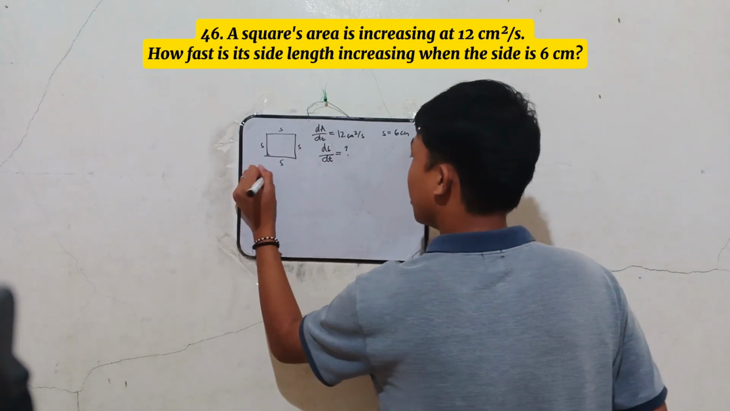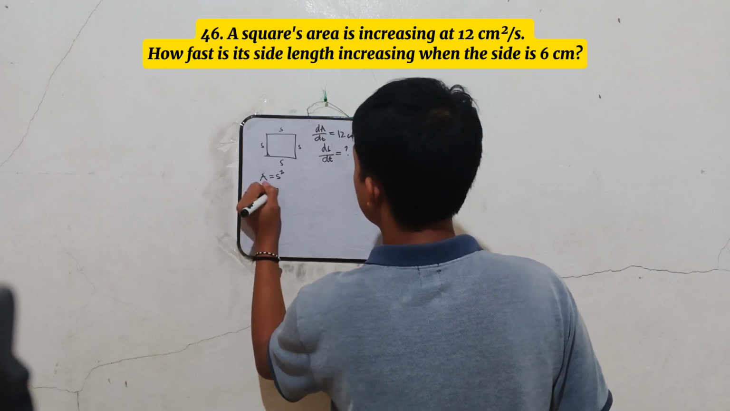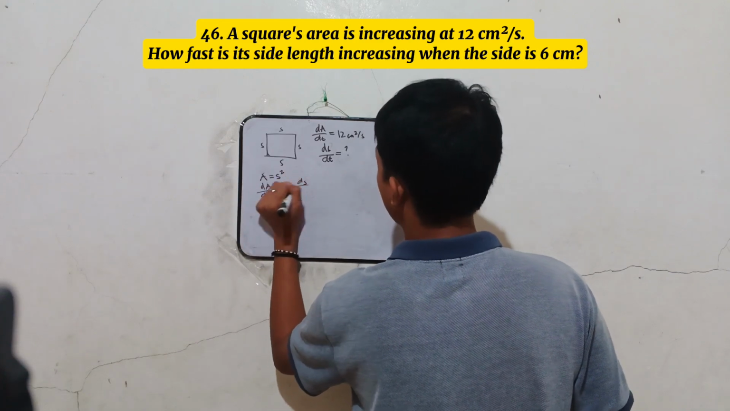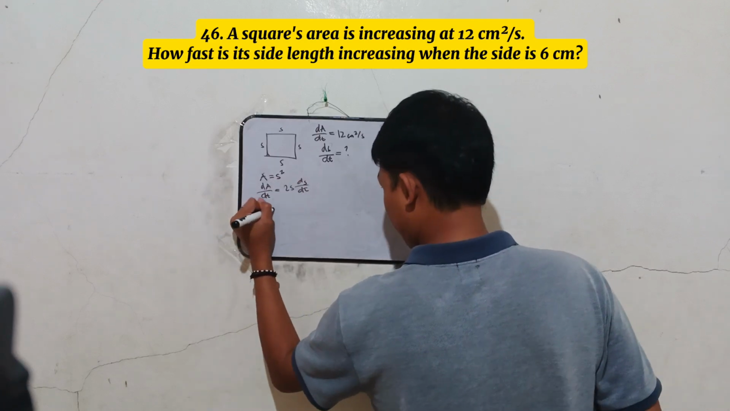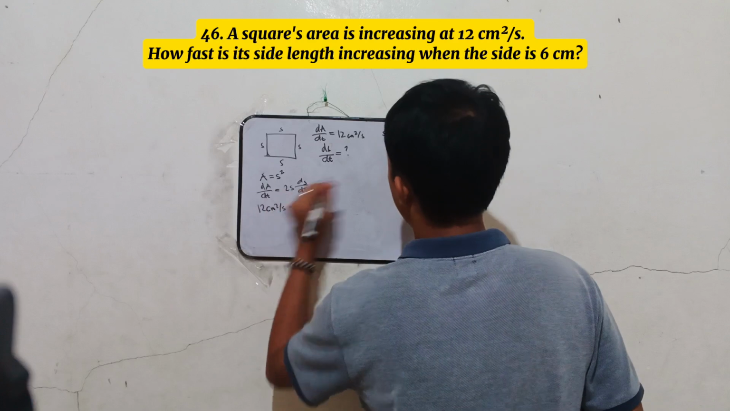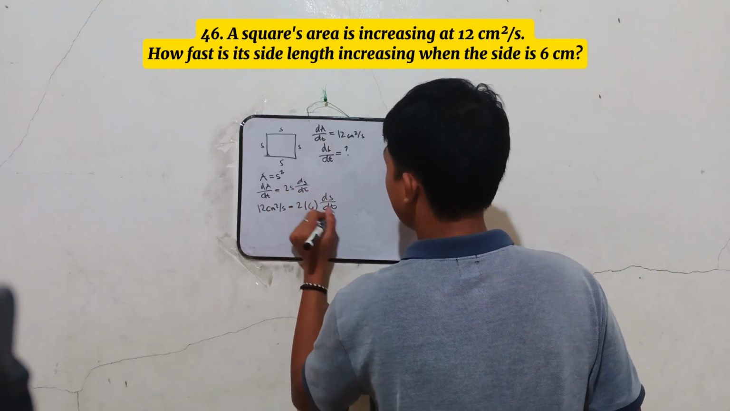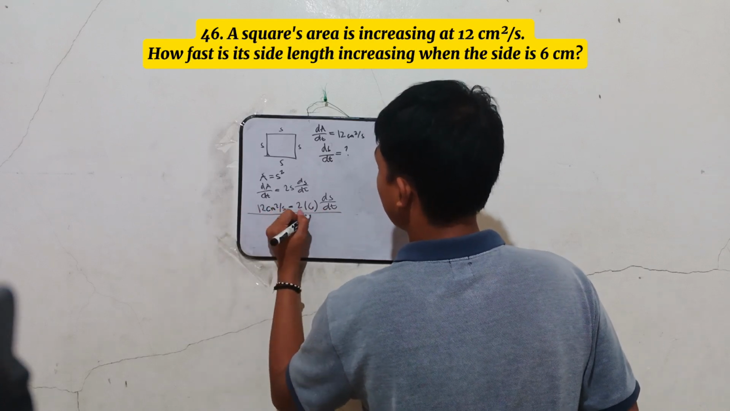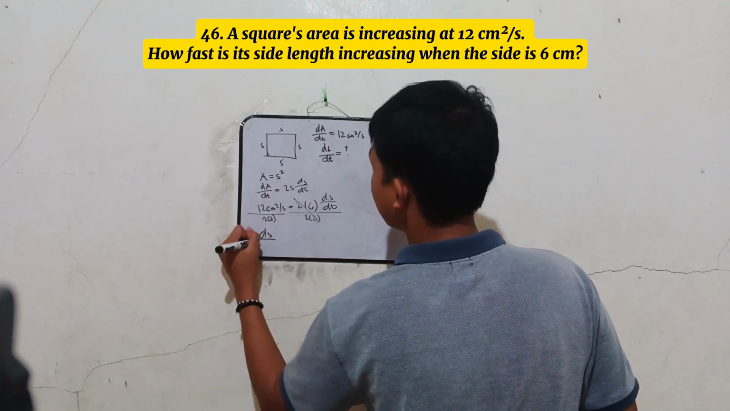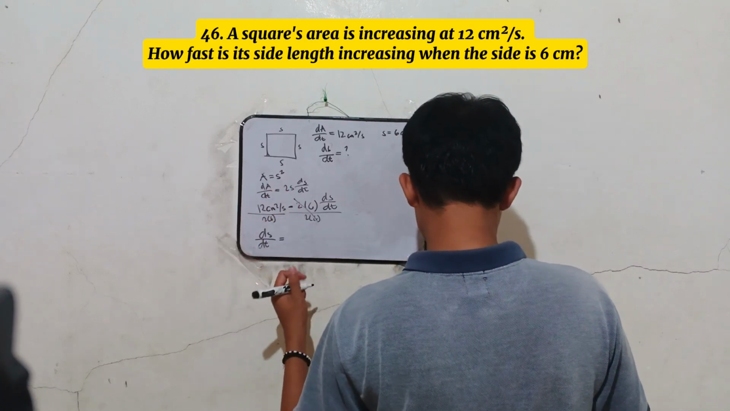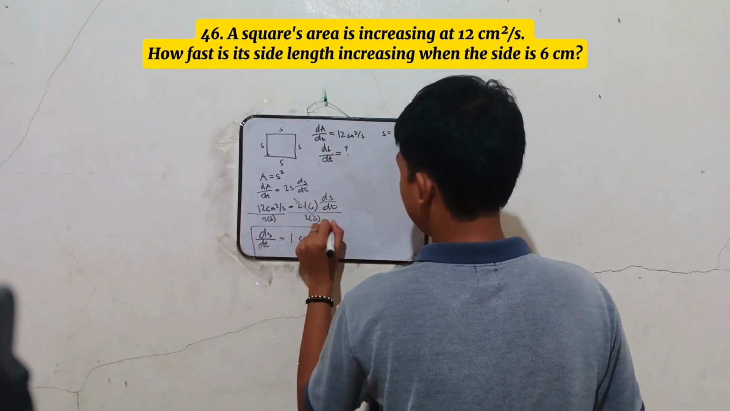Then what we are tasked to find out is the derivative of the side with respect to time. So the area of a square is s squared. So the derivative of this is 2s ds over dt. Then let's substitute the given values. So 12 cm squared per second is equal to 2 times 6 times ds over dt. So divide both sides by 2 multiplied by 6 in order to cancel. So our final answer would be 1 cm per second.